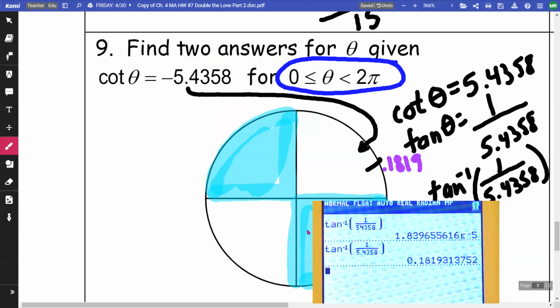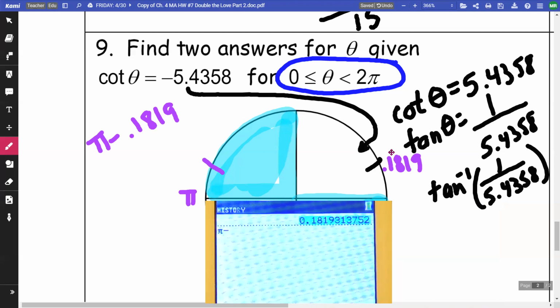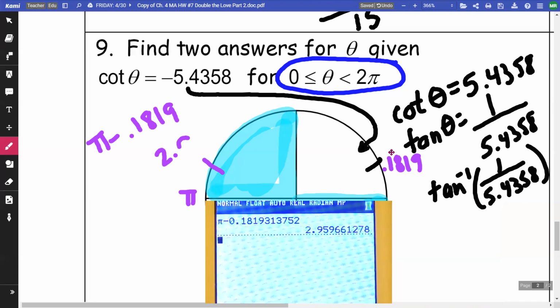Okay, so what does that mean? Well, that means over here, I'm going to be 0.1819 off of pi. So I'm going to be taking pi minus 0.1819. Let me put that in my calculator. So I'm going to take pi minus my last answer, and I end up with 2.96 as that radian.